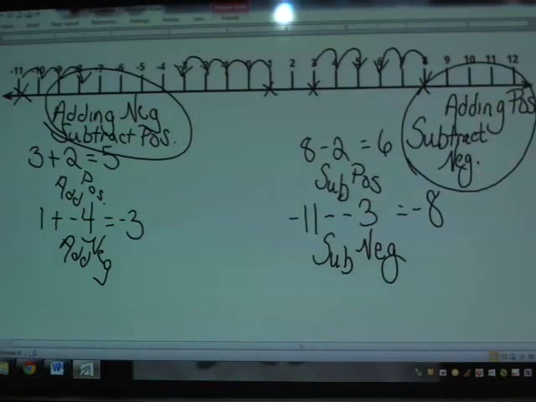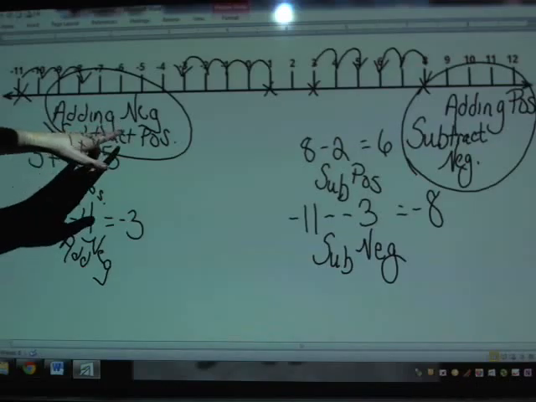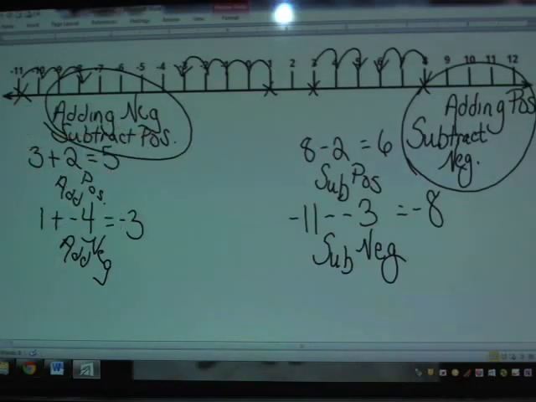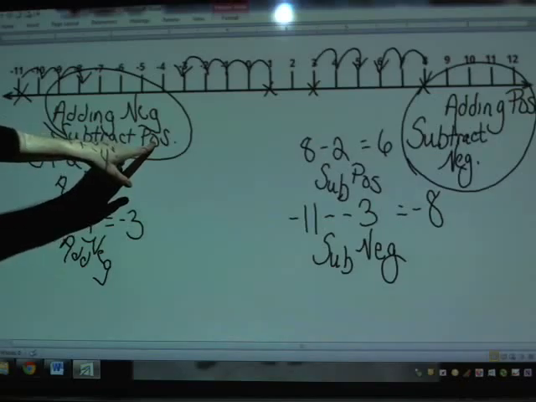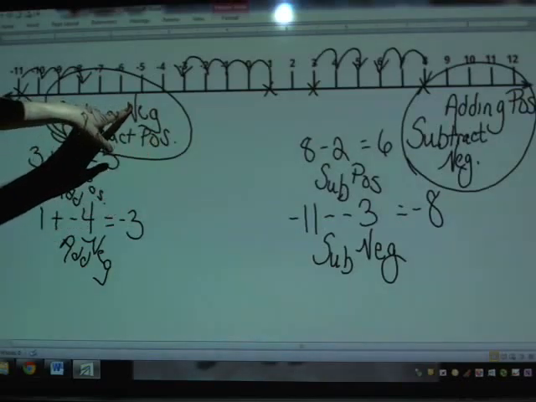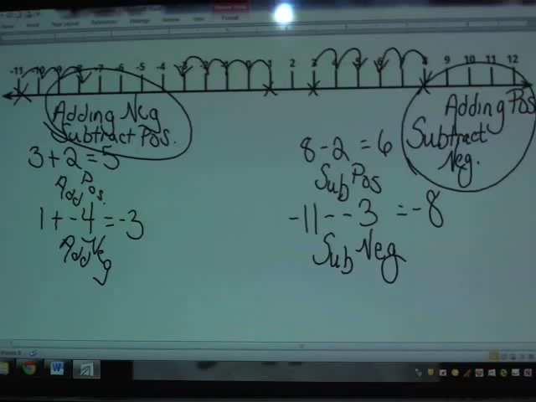Same thing over here. I'm going to change this into adding the opposite when it's subtraction. So when I do that, this becomes addition, and I do the opposite of positive, which is negative. Well, notice what else is written here. Adding a negative. Interesting, those two things are the same thing.